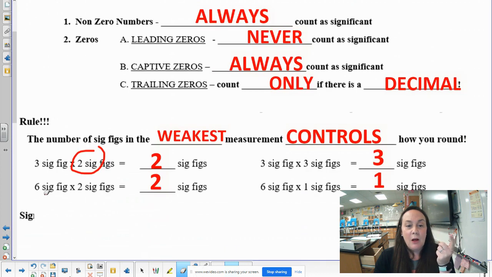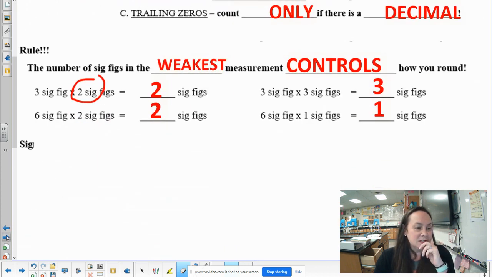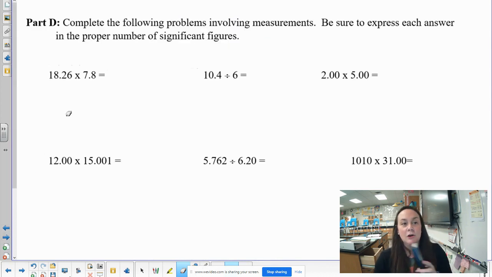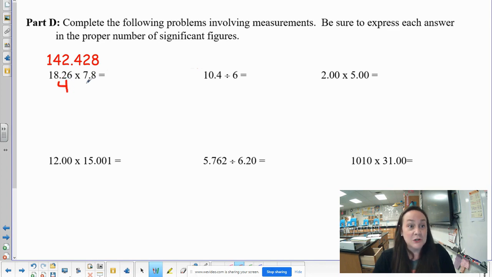The back, you're going to do a couple problems where, remember, we're looking at the weakest measurement to see how we're going to round. So with your calculator, you're going to do 18.26 times 7.8. And what you're going to get on your calculator is 142.428. And remember, your calculator doesn't care about significant figures. You do. And so what you're going to do with that is you're going to say this first one is a 4 sig fig number, and this one is a 2 sig fig number. So I have to figure out how to round this to a number that would have 2 significant figures, because you always choose the smaller one. So we can get rid of these numbers after the decimal, because I know I'm going to have to only do 2 significant figures. So what number is very close to 142 but can give me 2 significant figures?